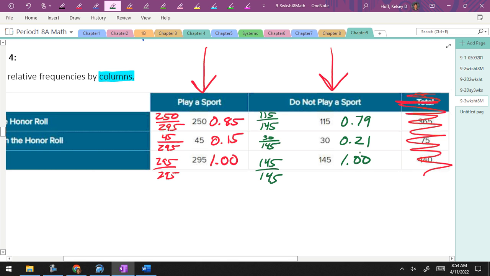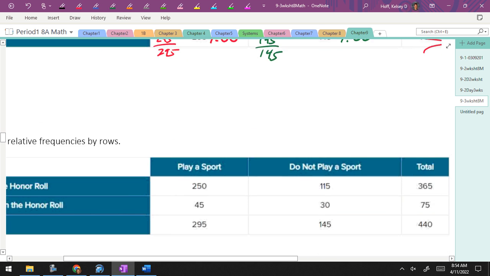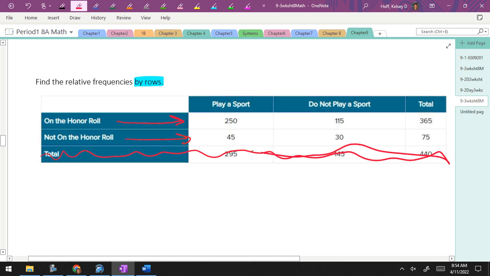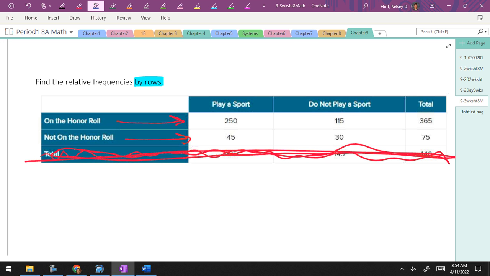Okay, so then we go to the next one. What's different about this one? Rows. It goes by rows, frequency by rows. So this time we're going to go on the honor roll and not on the honor roll. But this time we're going to scribble off the total row. Because it's by row, I don't need the total row. Don't get rid of the column, though.